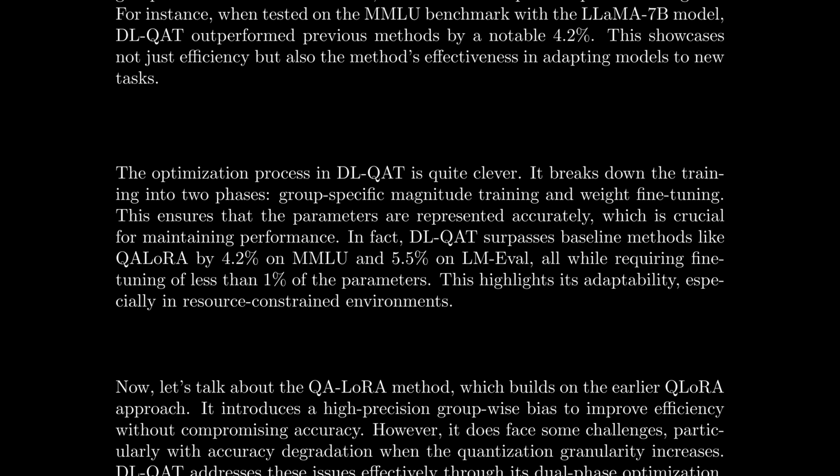In fact, DL-QAT surpasses baseline methods like Ka-Low-Raw by 4.2% on MMLU and 5.5% on LLMeval, all while requiring fine-tuning of less than 1% of the parameters.